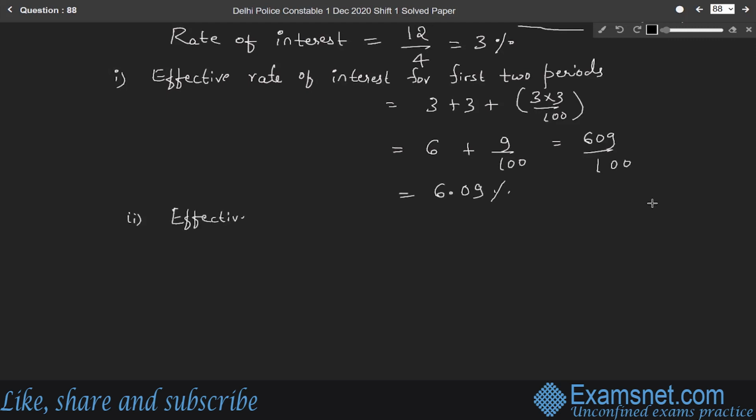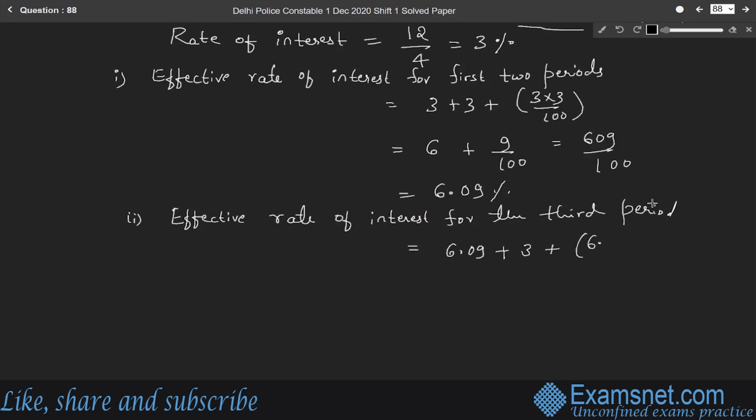So effective rate of interest for the next period. Effective rate of interest for the third period is equal to, for first 2 periods, it is 6.09, plus for the third period, it is 3%, plus 6.09 into 3 by 100. So which is equal to 6.09 plus 3 is 9.09.